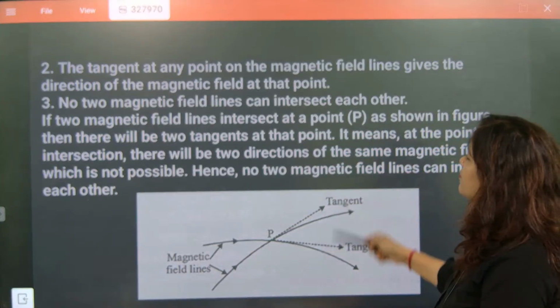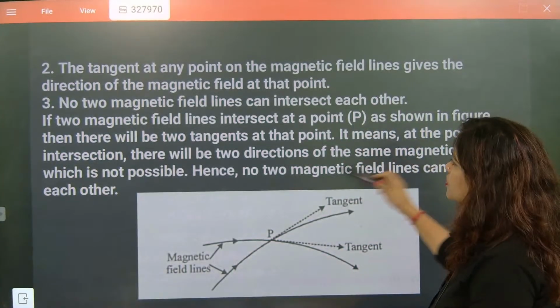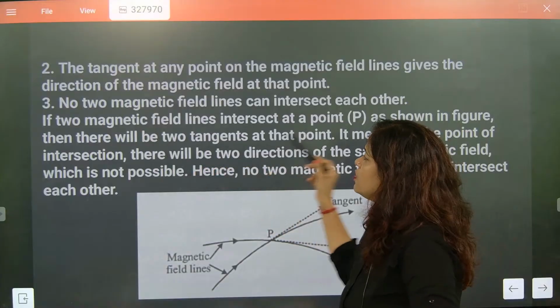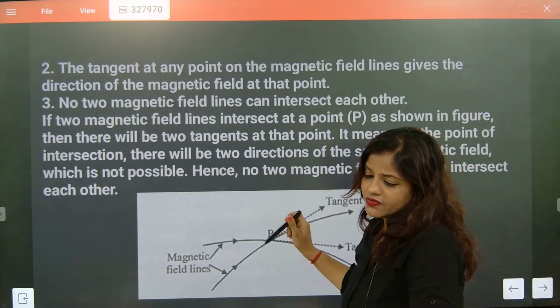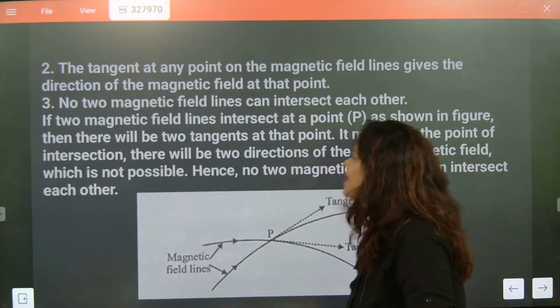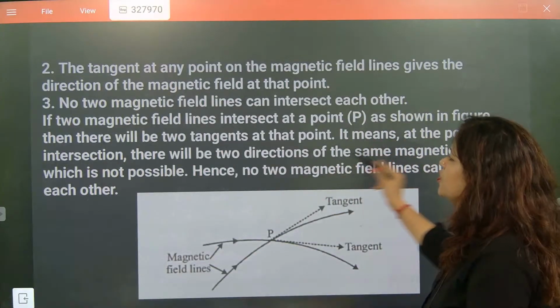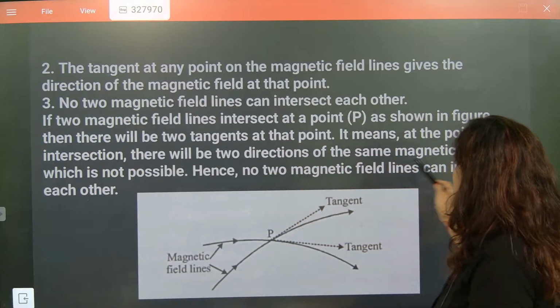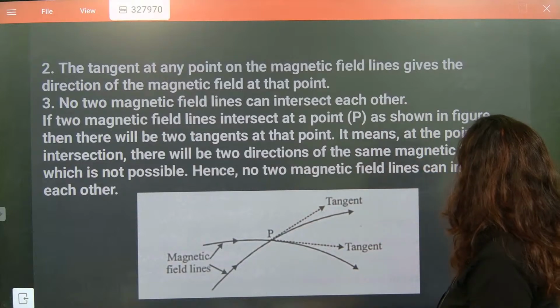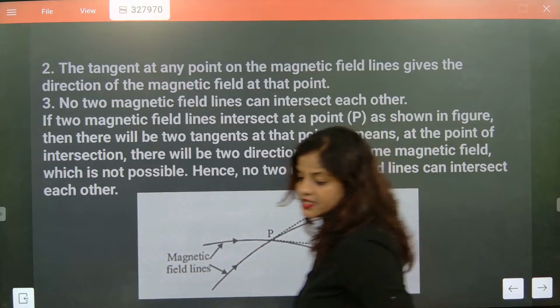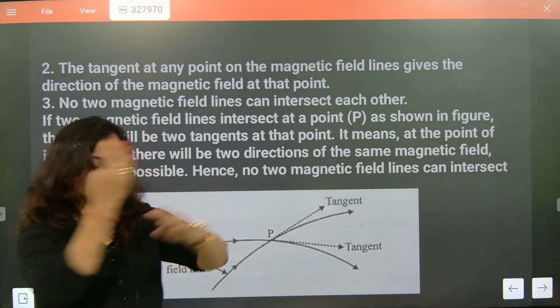If two magnetic field lines intersect at point P as shown in the figure, there will be two tangents at the same point, and definitely the two tangents will not be able to give one specific direction. So it means that at that point there will be two directions of the same magnetic field, which is not possible. So two magnetic field lines can never intersect each other because two tangents will be generated.